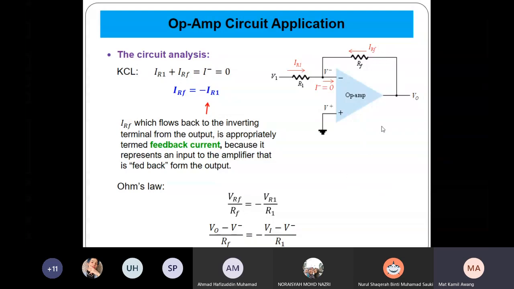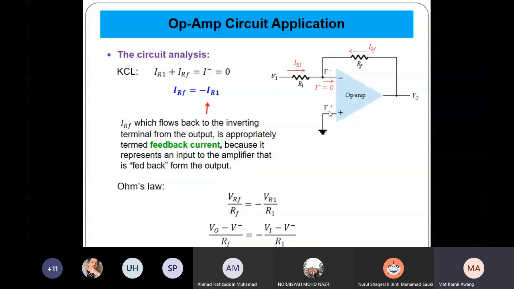Now we have this equation. V out minus V minus divided by RF is equal to minus, V input minus V minus divided by R1. And we know that, okay, from this diagram, we know that V minus is equal to V plus, right? Because this is actually a virtual short circuit. Virtual short circuit between these two terminals, plus and minus. Therefore, V minus is equal to V plus. And what is V plus?